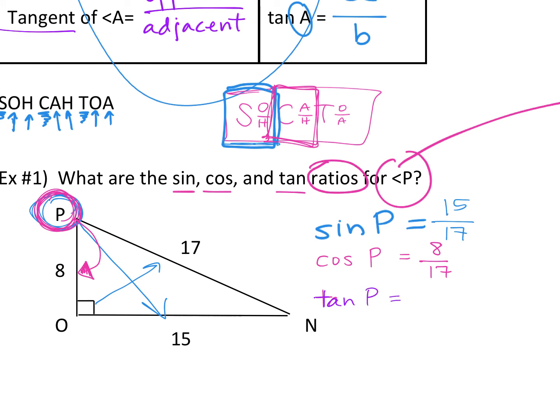Okay, and again, start at the angle from P. Tangent is opposite, which is 15, over adjacent, which is 8. So tan P is 15 over 8.